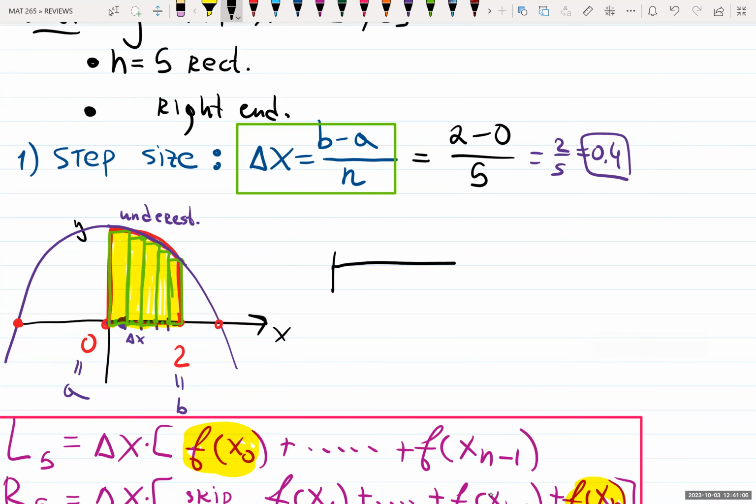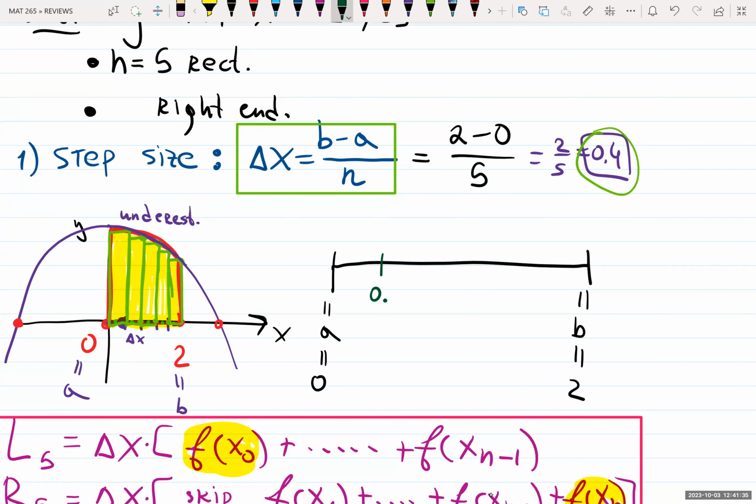I'm going to draw the interval. I'm a visual learner, so I like to draw things. And I know that it starts with A, and A is 0. And it ends with B, and B is 2, like so. Now I have 5 intervals. It says 5 rectangles have 5 bases. 5 bases have 5 intervals. And each step size is 0.4.